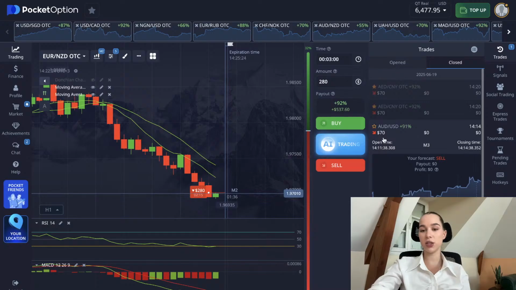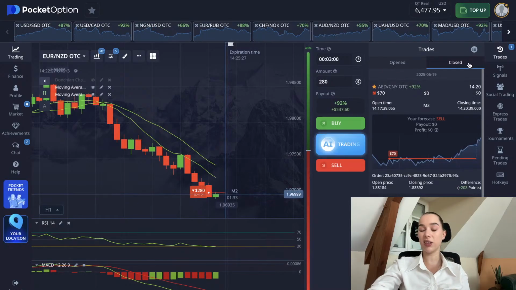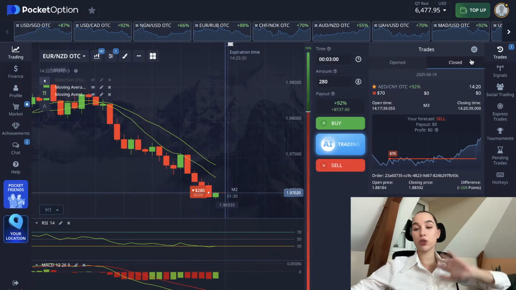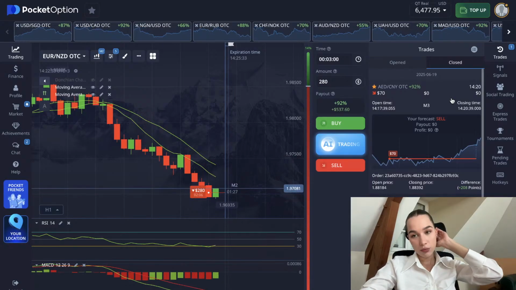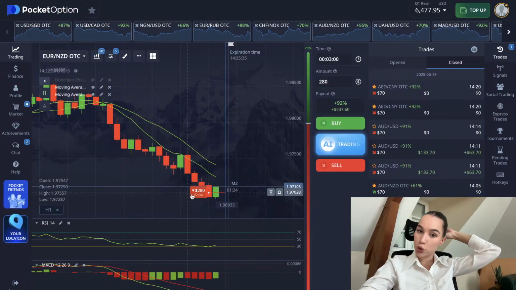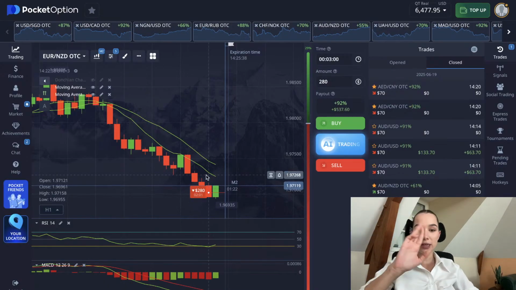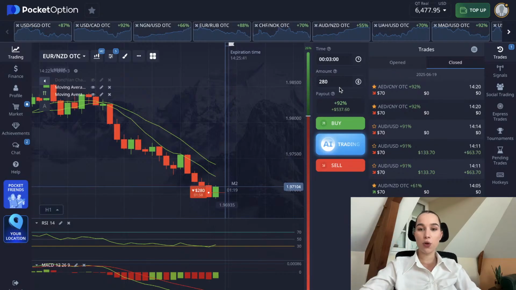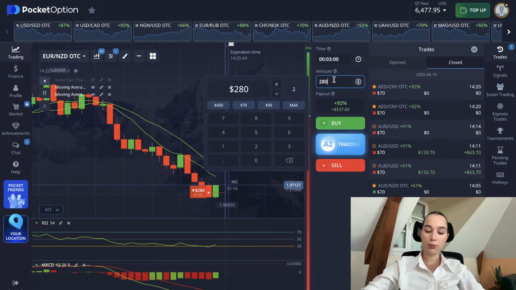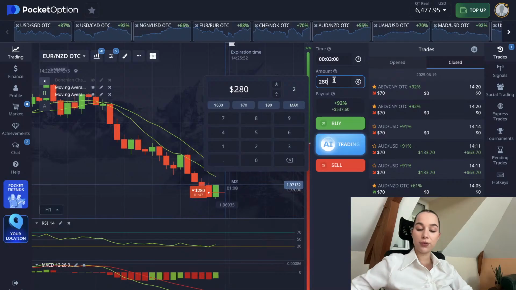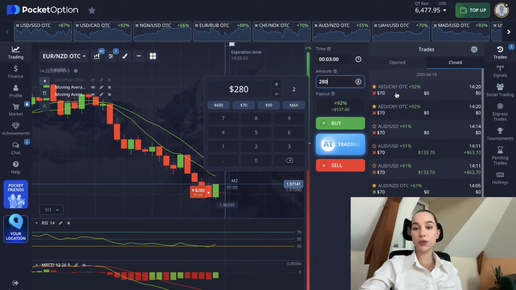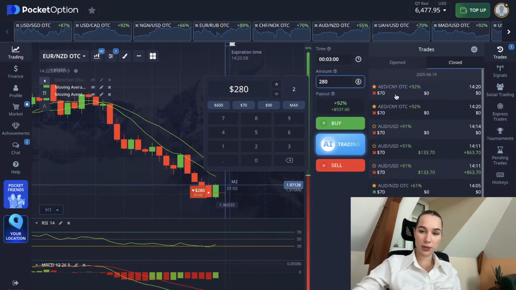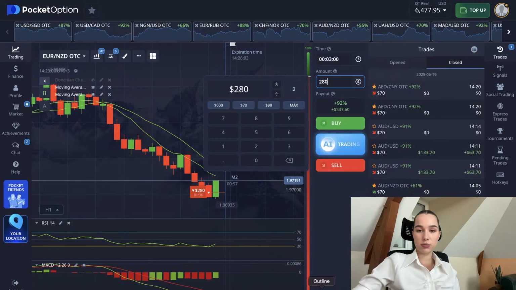So the first trade was $70. The next trade was already $140. So I doubled up the amount of money per trade and opened another one. And now I also didn't close this one, so I opened a trade for $280, as you can see. So I doubled up the amount of money again. Why do I do that? Because from this I will get a profit of, let's count how much, 257. So 257 minus 140 that we lost here, minus 70 that we lost as well. We got $47 of profit.